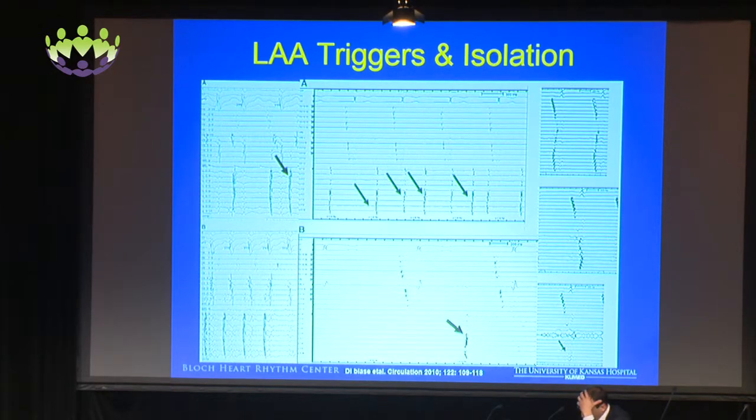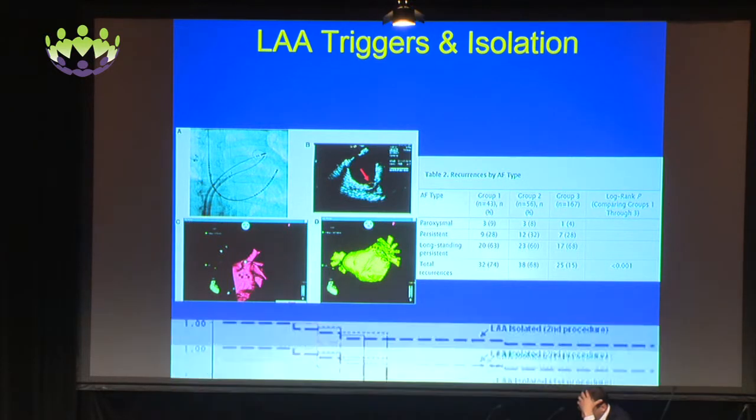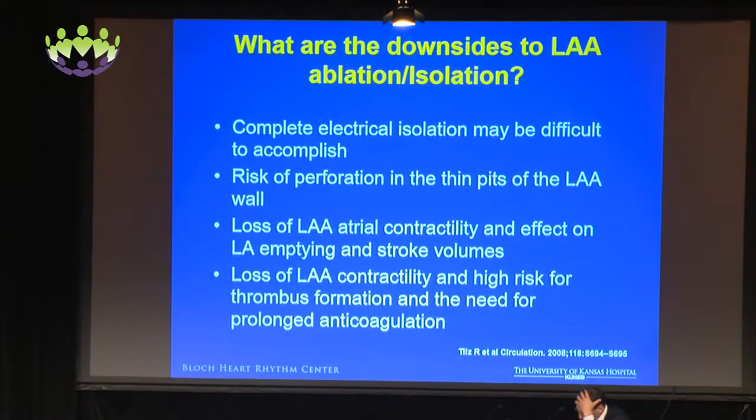And oftentimes, isolating the appendage from inside is really not an easy job, and it requires a significant amount of technical expertise, and there are a lot of technical issues as well as procedural complications that could come from that. So once you get the appendage isolation, this is what happens to people. Their long-term freedom from atrial fibrillation is significantly better. So instead of focal ablation, if you really perform the entire appendageal isolation, your outcome seems to be dramatically better and different than those people who do not have any kind of appendageal ablation.